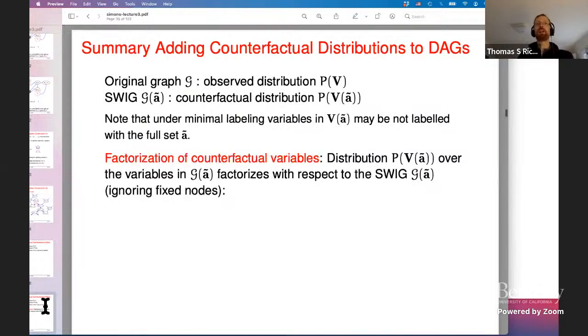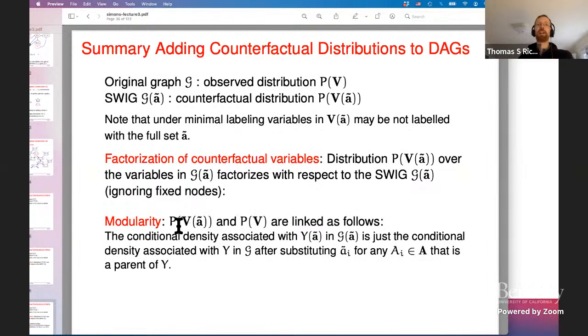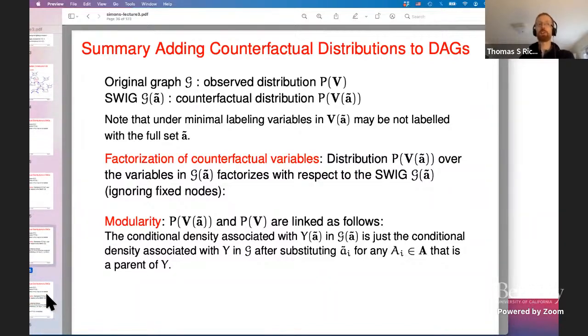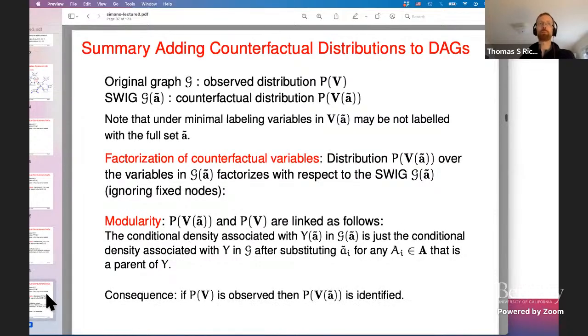Basically the model assumes factorization of the counterfactual variables. And we have a modularity assumption that says essentially that the conditional density associated with a random node in the new graph is just the conditional density associated with the corresponding node in the original graph, after substituting in the fixed value for any treatment that was a parent of Y. This is directly analogous to the simple two-node example we saw previously.